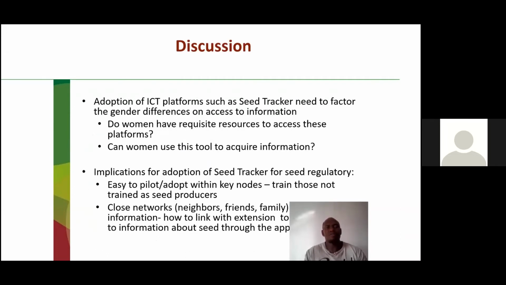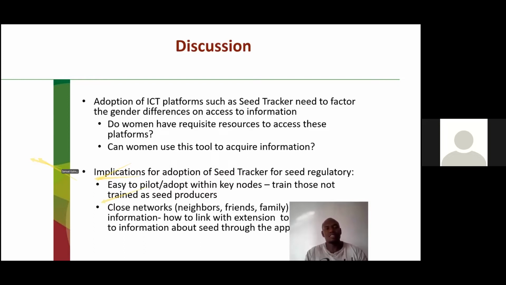The other implication is on adoption of ICT platforms, for instance, seed tracker. There's need to consider gender differences in access to information through these platforms. We need to ask whether women have the requisite resources to access these platforms, and can they use such tools to acquire information. And again, still on seed tracker, because we are planning to pilot it in Tanzania, we've actually started working on that, is the implication for adoption of the app for seed regulatory.